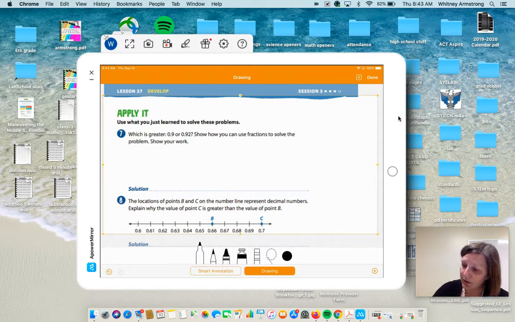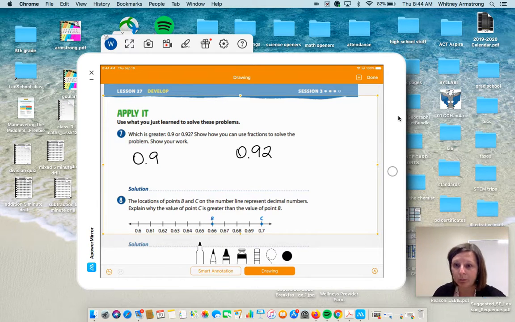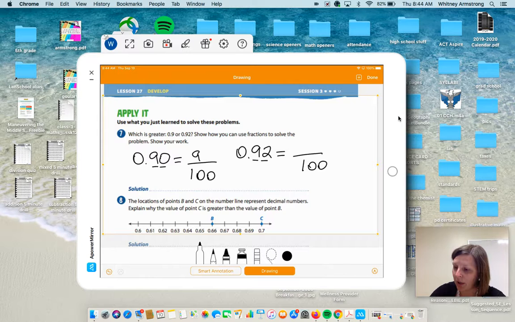So we have 0.9, and then we have 0.92. What I'm going to do is add a 0 here, that way I have the same amount of numbers after my decimal place. So I know here I have 2 numbers after my decimal. That means my denominator on both of these is going to be 100, and everything after my decimal is my numerator. So that one would be 90, and that one would be 92.